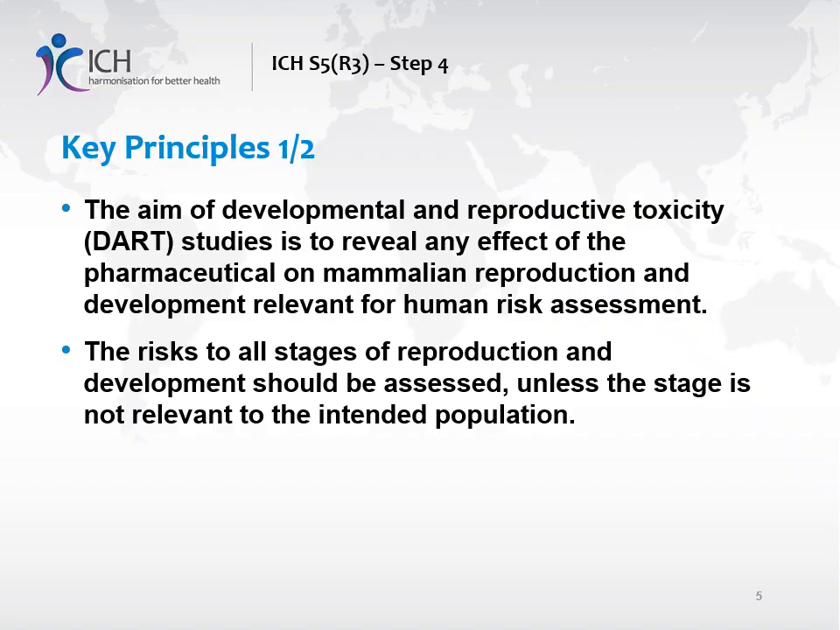Usually, even after marketing authorization, clinical experience about the risk of toxicity to reproduction is limited. Consequently, this risk remains a key non-clinical safety aspect, starting with the initiation of clinical trials up to the marketing phase. The guideline aims to reveal any effect of the pharmaceutical on mammalian reproduction and development relevant for human risk assessment. It is a key principle that the risks to all stages of reproduction and development should be assessed, unless the stage is not relevant to the intended population.